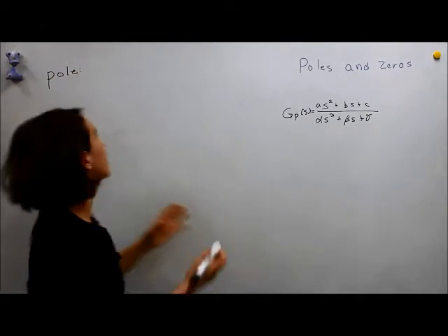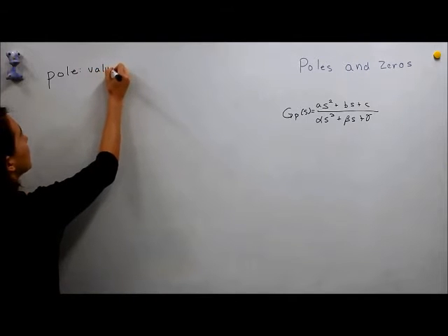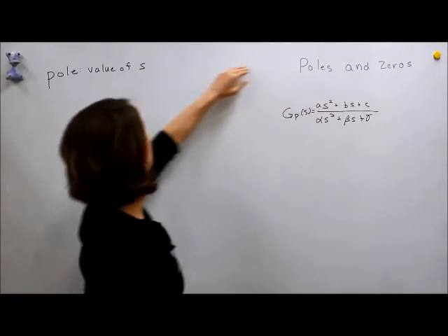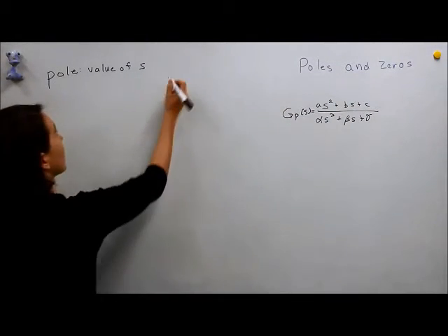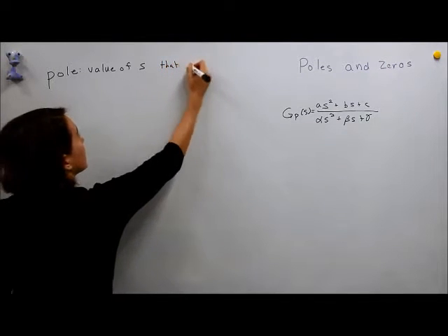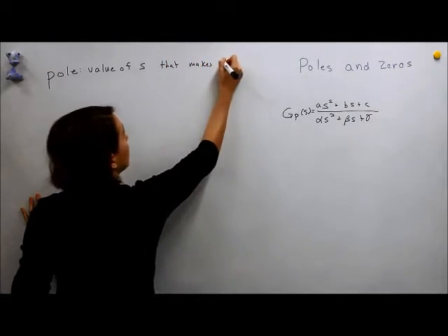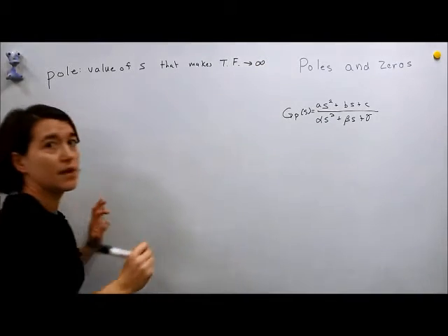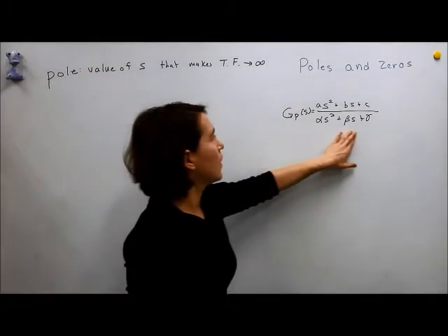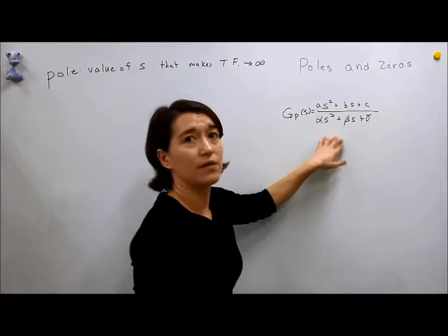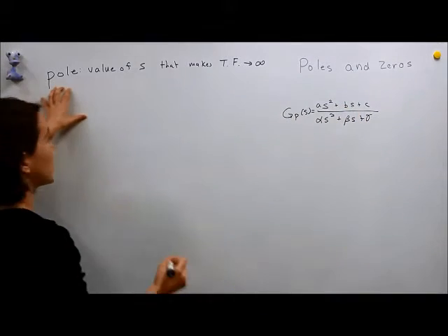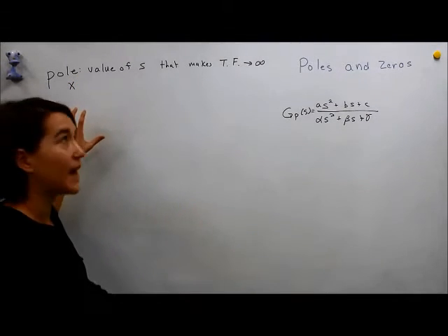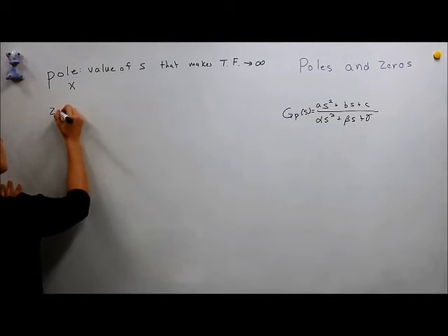Alright, so a pole is essentially the value of s that makes this system, the transfer function, go to infinity. So the value of s that makes the transfer function, I'm just going to use TF here, go to infinity. So that would pretty much mean the values of s that are the roots of the denominator. And so we denote a pole as an x, and I'll show you how we plot that in a minute.